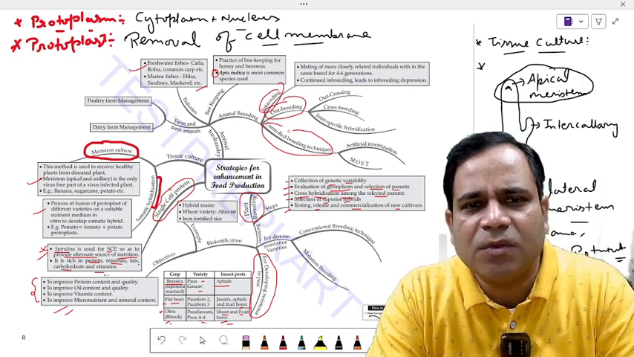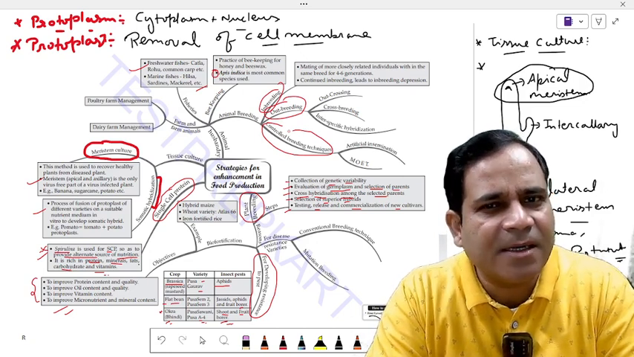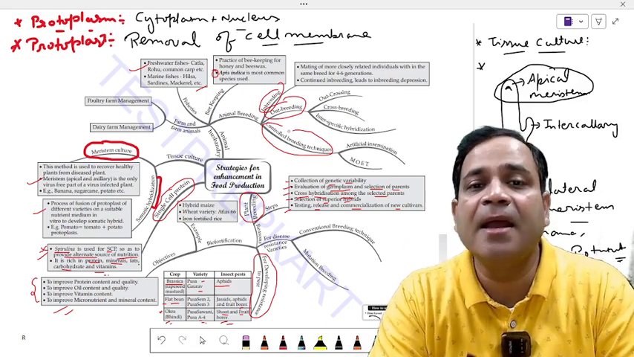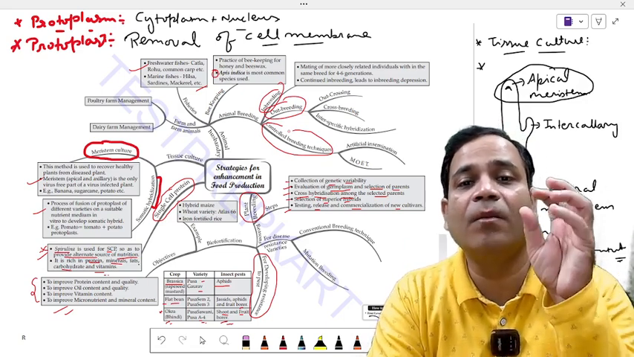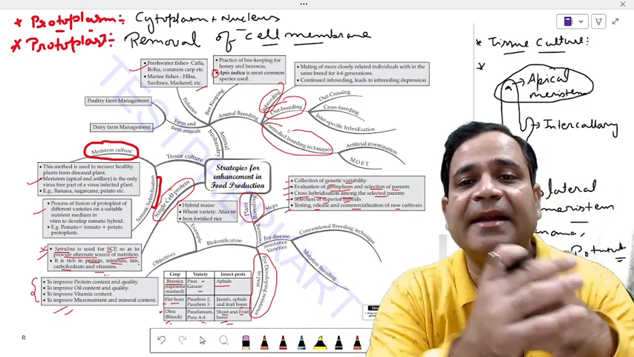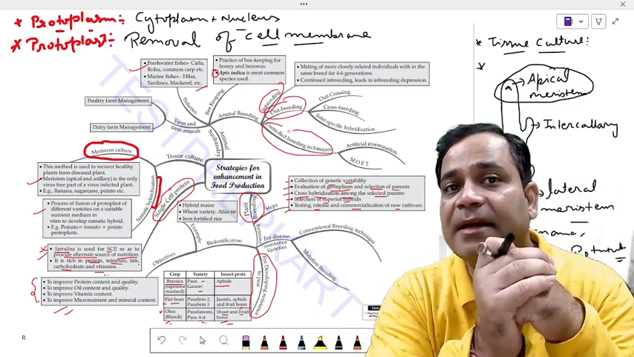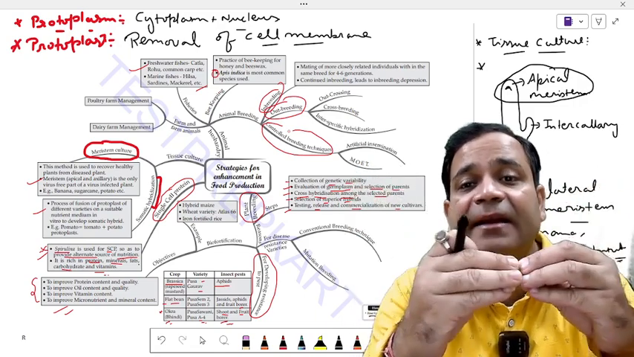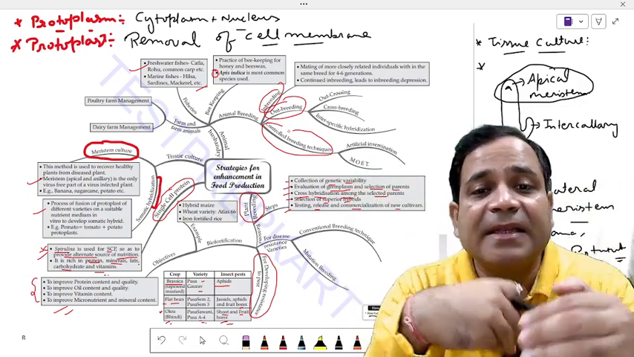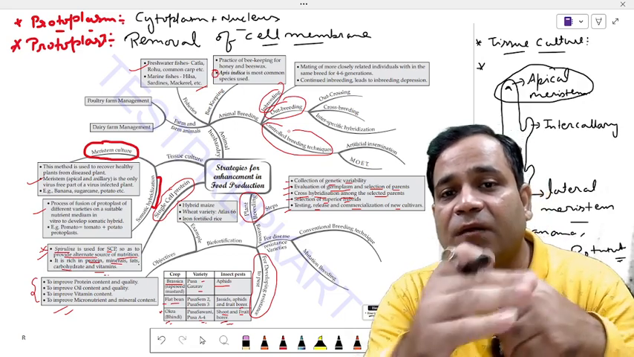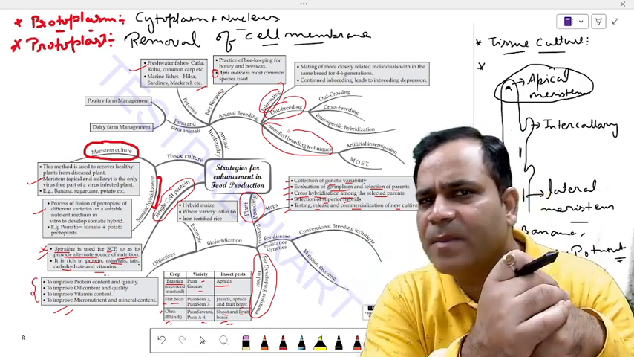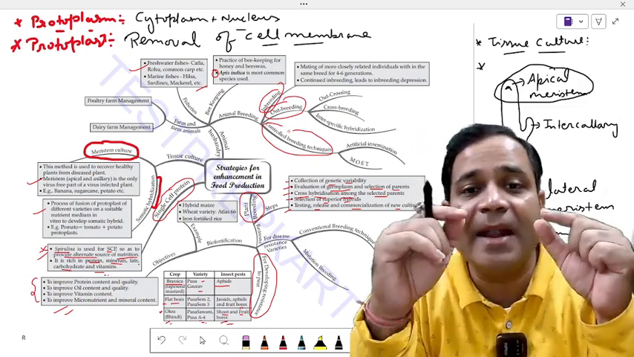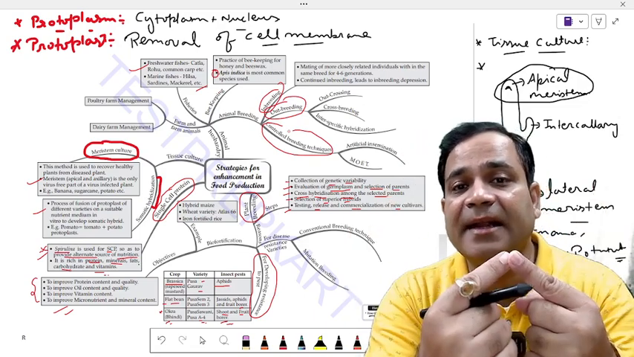Let's see. First, you know the term interbreeding? No? See, if anybody asks you about the term interbreeding, then you say: mating of more closely related individuals within the same breed for 4 to 6 generations. Listen carefully. How many generations? 4 to 6 generations. Again, I'm repeating here: mating of more closely related individuals.